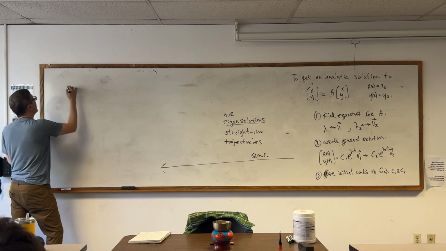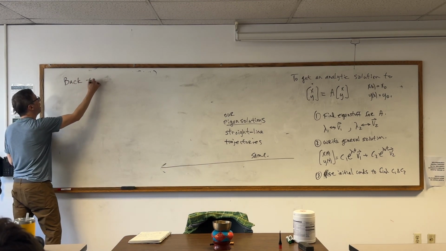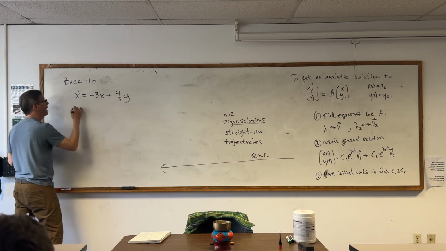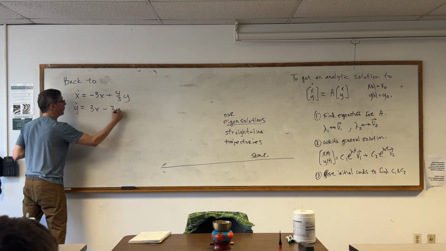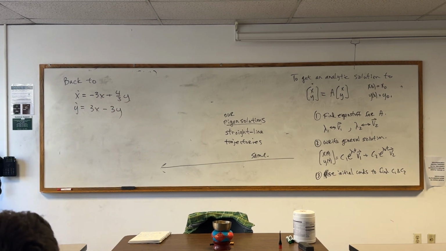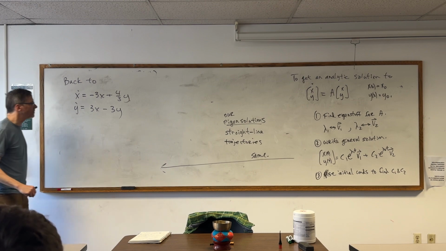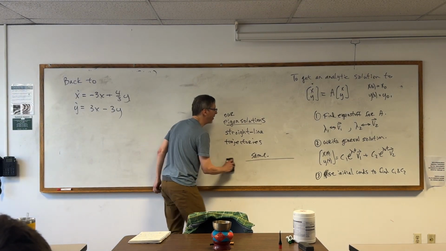So that equation that we had, back to our mixing problem: x dot equals negative 3x plus 4/3 y, y dot equals 3x minus 3y. I think I got that right. Let me slow down to see if people are still with me. Wish I had my T. It would help me slow down. I do have these awesome Twizzlers still. Almost gone.